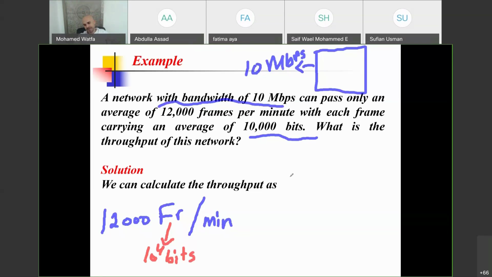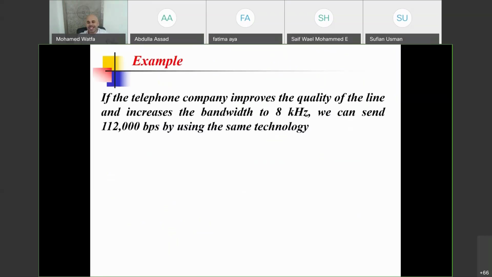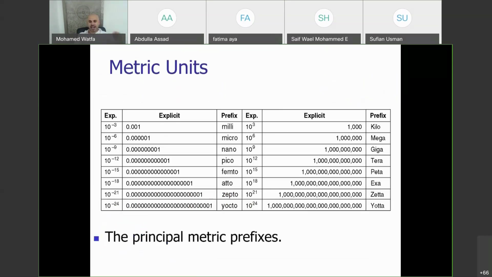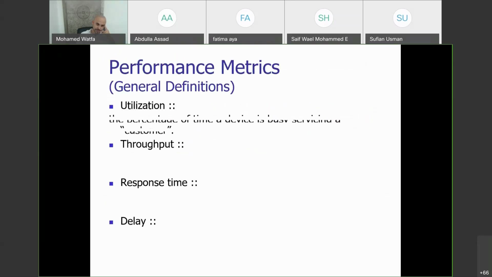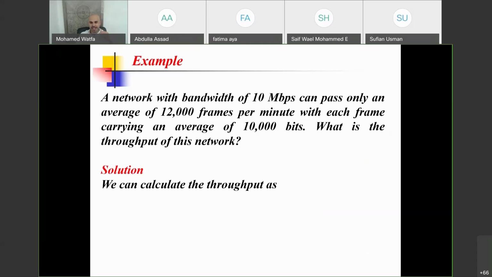Okay, let me remind you. I want you to refresh, tattoo these metrics somewhere in your body. You need to know these. As you can see, 10 to the power 18 is exa. Zetta, 10 to the power 21. Yotta, 10 to the power 24. Just remember these, you never know. Going back. Sorry, where was I? One more time, 12,000 frames per minute.